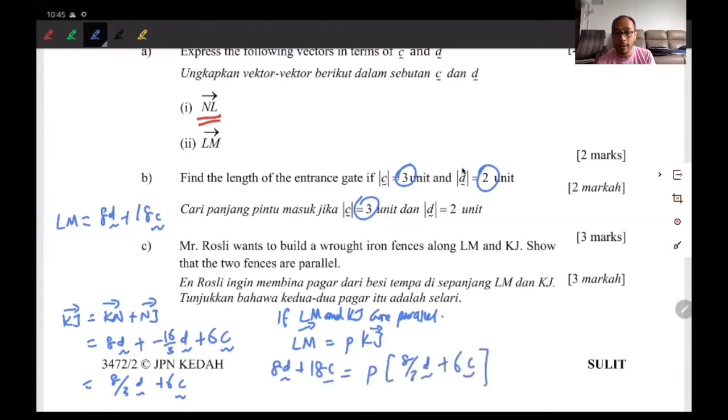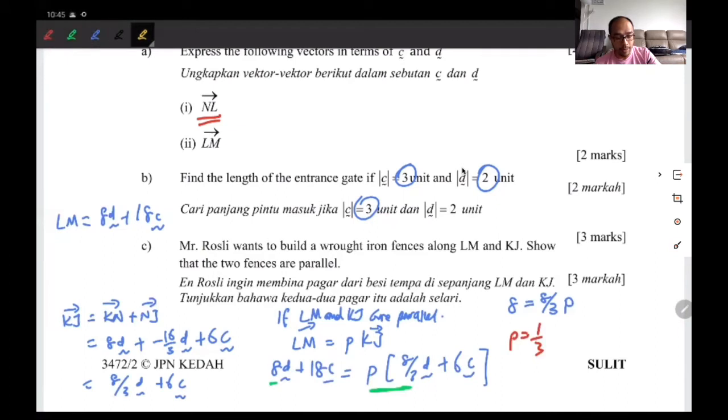Okay, so I compare the vectors. Compare the D vectors. So 8 equals 8 over 3P. I compare this one and this one, and I will get the value of P equals 1 over 3. So that's the first one.